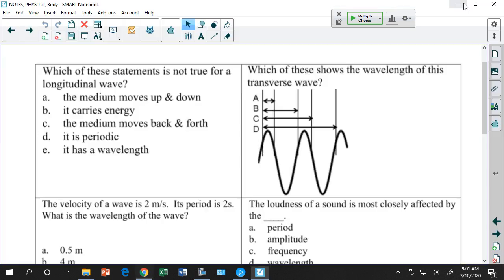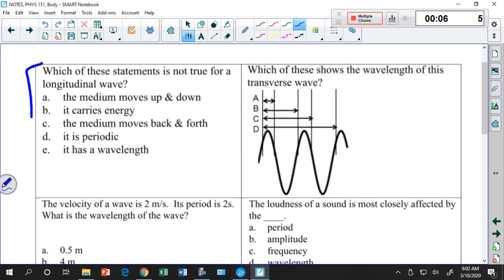All right? Let's do a few clicker questions to jog your memory about what we did last time. Which of these is not true for a longitudinal wave? We had transverse and longitudinal waves. So which of these statements is not true about a longitudinal wave?